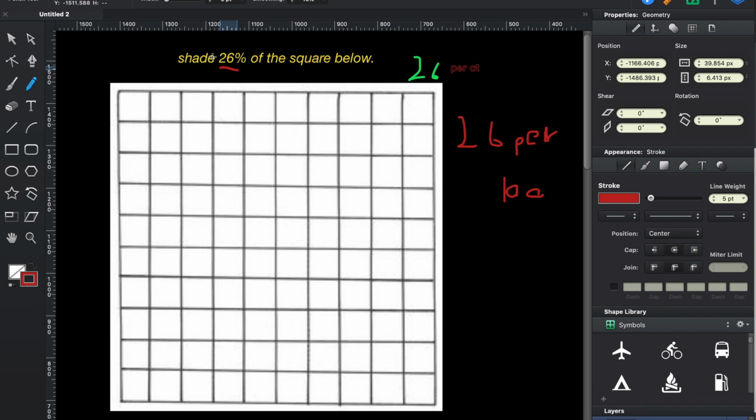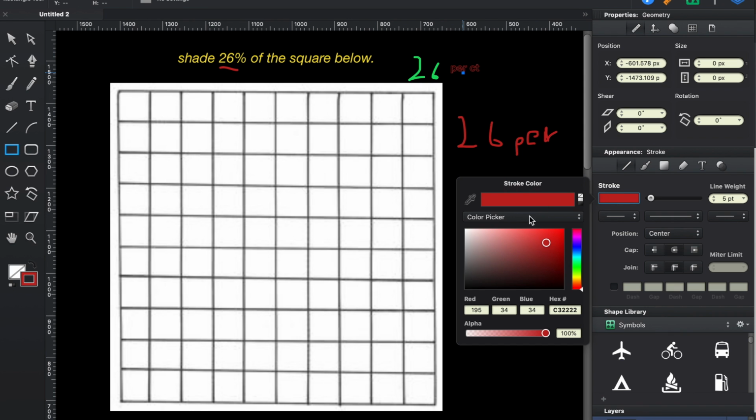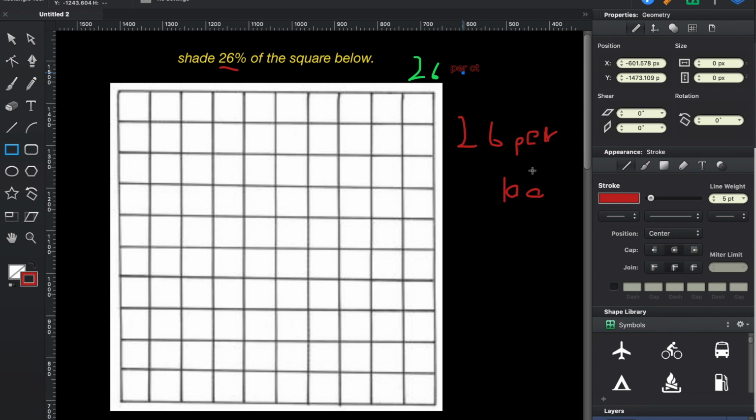Remember, percent means per hundred. So we have to see if this square is 100, 10 by 10, because 10 times 10 is 100.